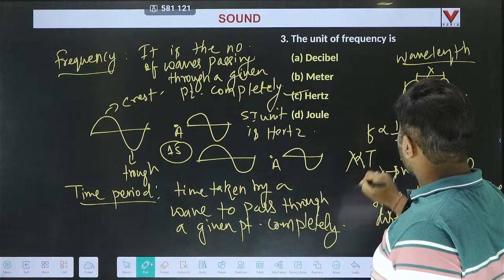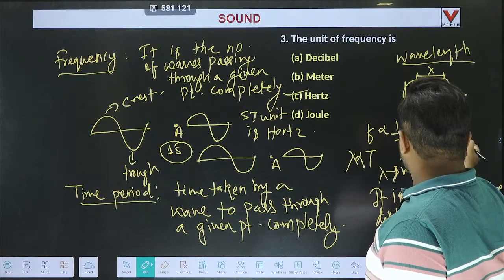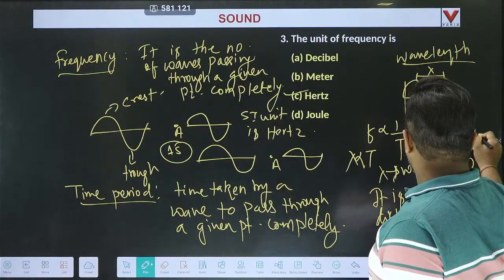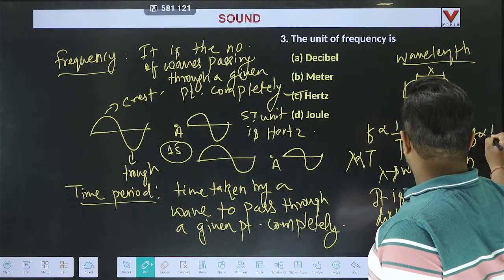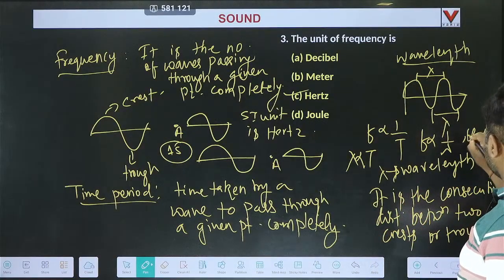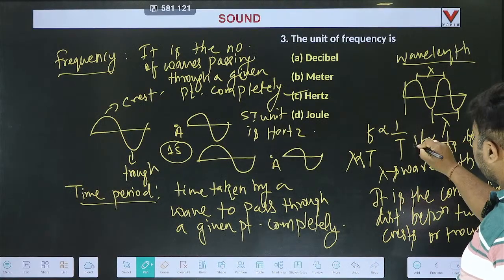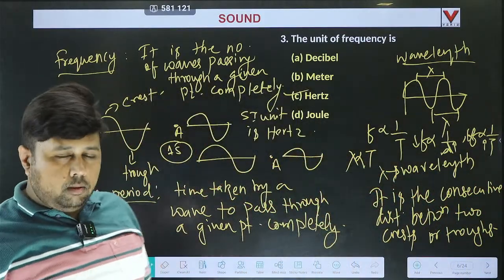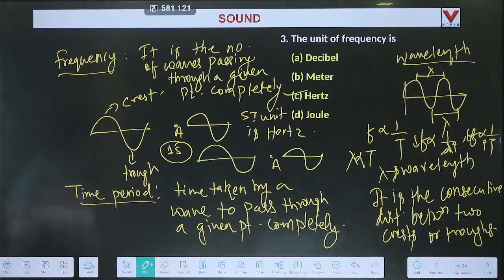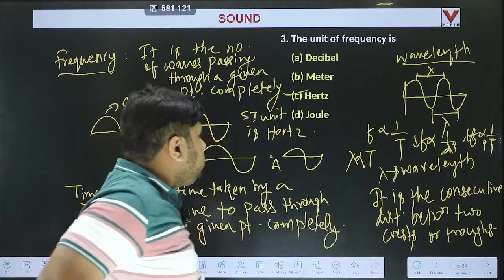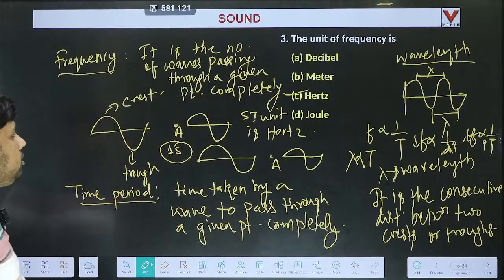So lambda is directly proportional to T, or f is proportional to 1 by lambda, or f is also proportional to 1 by T. So time period more, frequency less. Similarly wavelength more, frequency less. Because the longer the wavelength, the more time it takes to pass. So the number of waves passing a given point will be less. Understood? So unit of frequency is hertz.